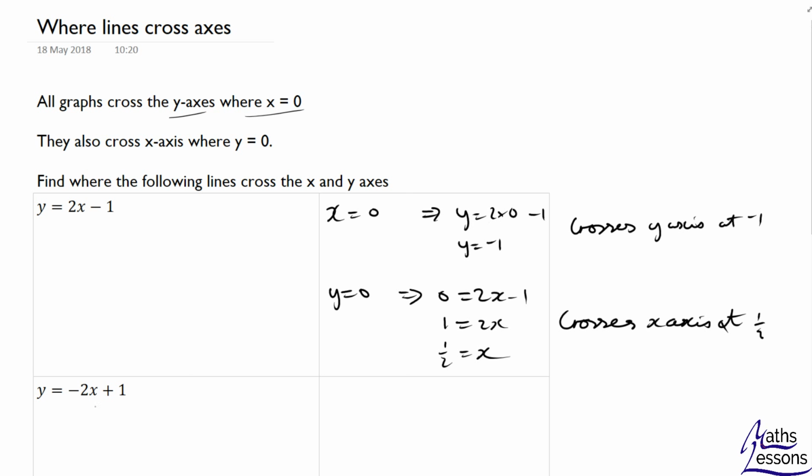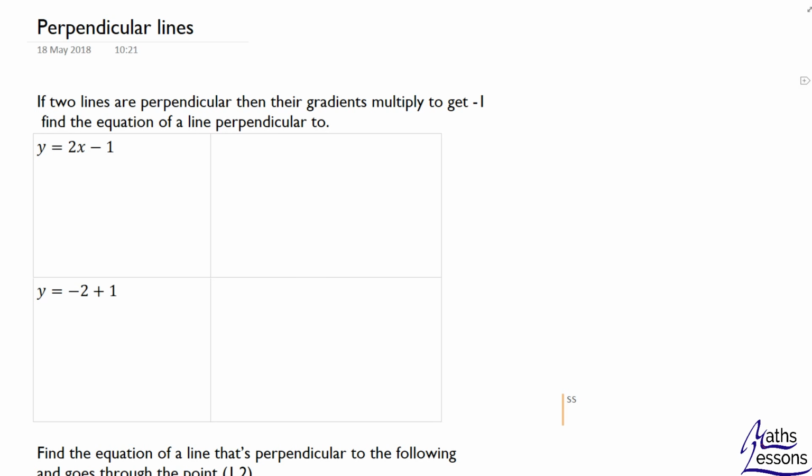Okay, we're just going to move on from here because that's quite straightforward. Just got to put those numbers in. You can practice the other questions. I'll put the answers in later. Let's look at perpendicular lines because this tends to be the bit where things start to get confusing. So if two lines are perpendicular, then their gradients multiply to get minus 1. Find the equation of the line perpendicular to y equals 2x minus 1. Okay, now there's going to be lots of lines that are perpendicular to this, so there's going to be lots of possible answers. Have a quick go at that, then I'll go through it.